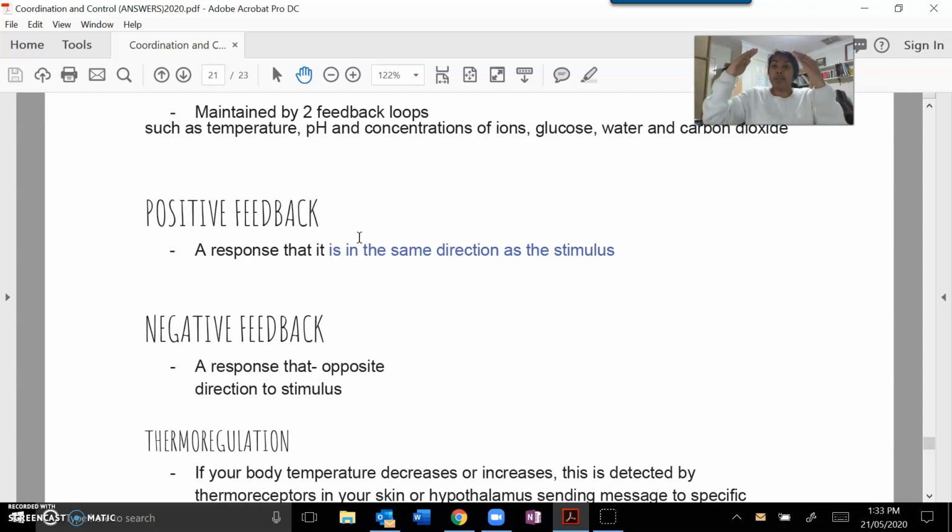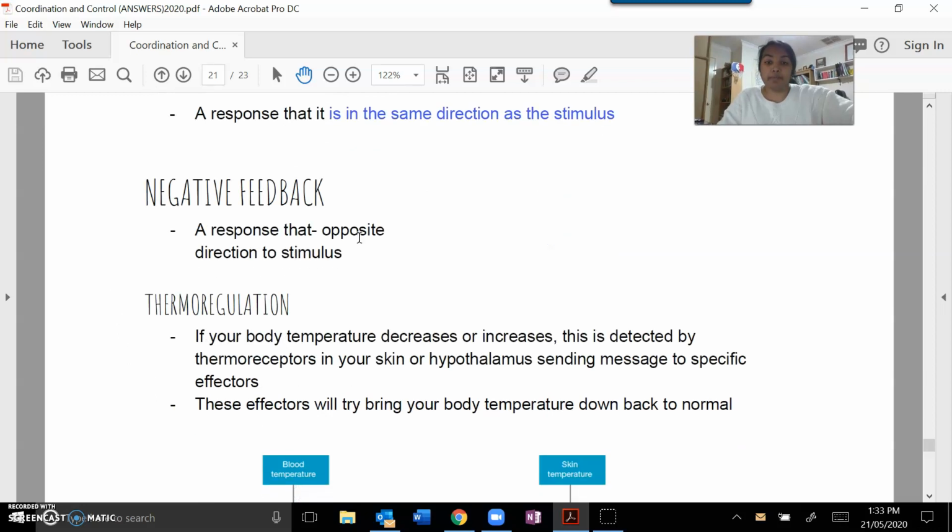If you're in a cold environment, your body's not going to continuously go colder and colder and colder, right? If it's doing that, if it's supporting the stimulus, that's a positive feedback. However, if it's going to do the opposite, so remember we're heating ourselves up, that is a negative feedback. So for example, if the stimulus is you don't have enough glucose, your body's going to try and break down things to make more glucose. So it's going to do the opposite. That is a negative feedback.